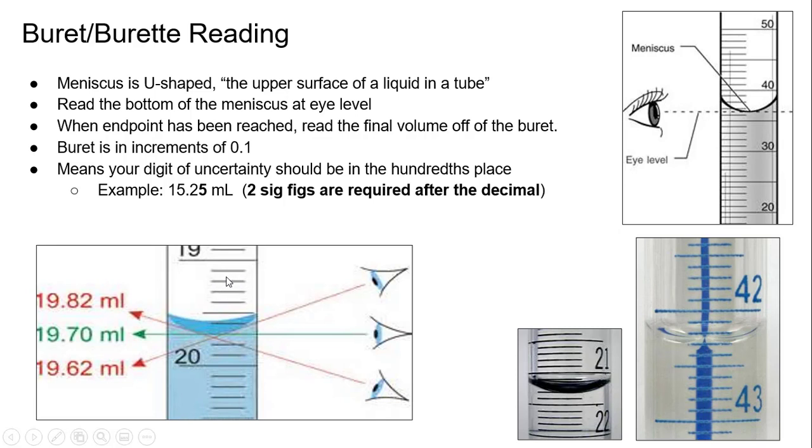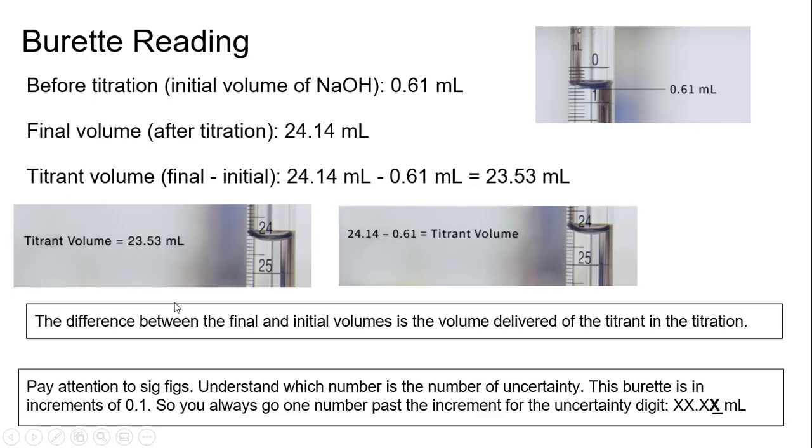There's no marked increments here. That is my unknown certain digit. So I would say this is 19.15. Somebody else might say that's 19.16. Basically, what you need to take away from this is 2 sig figs are required after the decimal point. Make sure you pay attention to that. I took this straight off the lab flow. They want you to always start not at 0, but past 0.